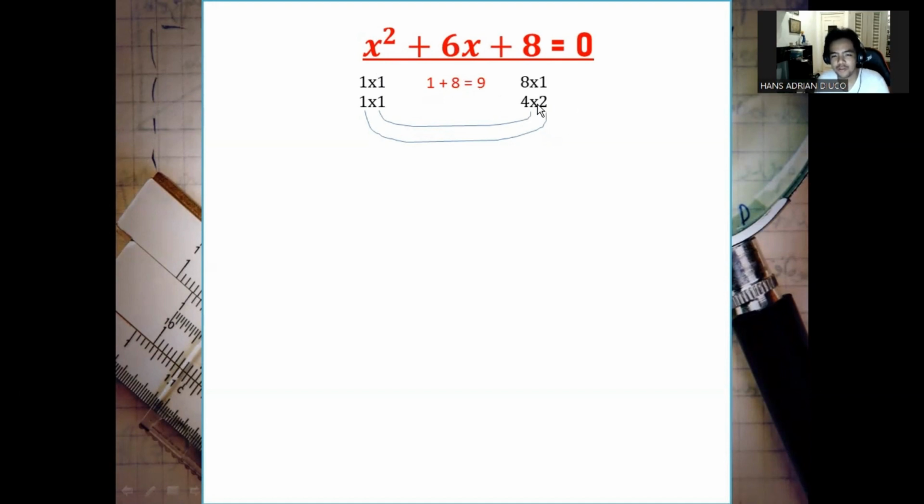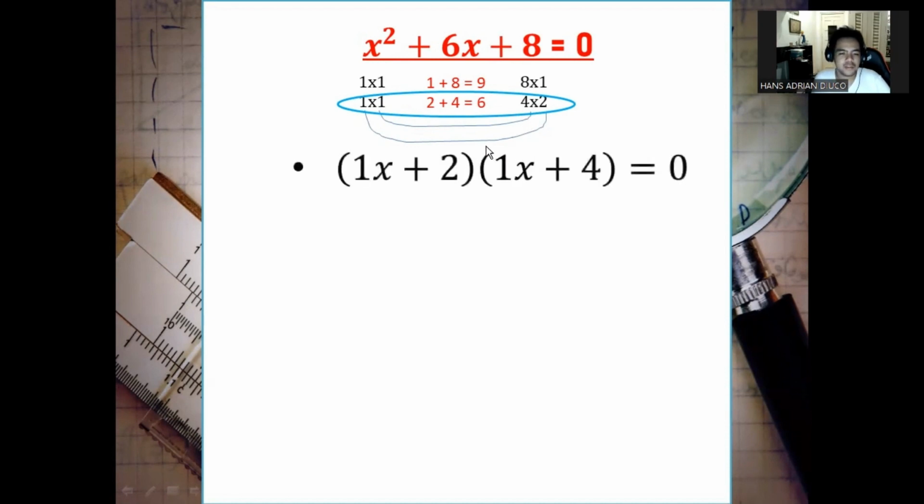So how about 4 times 2? Do we use 4 times 2? 1 times 2. Oh, so I revealed the answer. I'm sorry for spoiling it. So 1 times 2 is 2, plus 1 times 4 is equal to 6. So this is the one we're going to use. Or this is the pair that we're going to use.